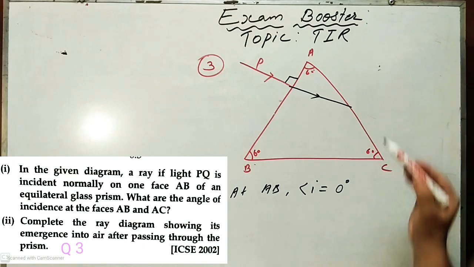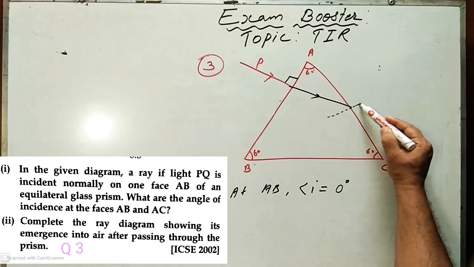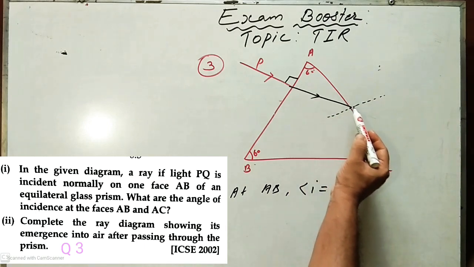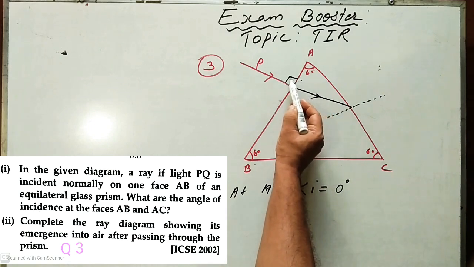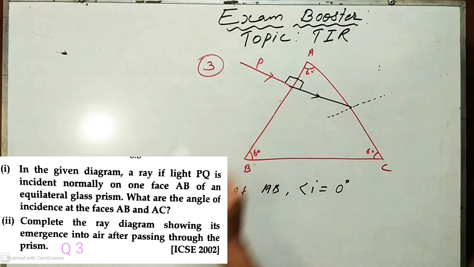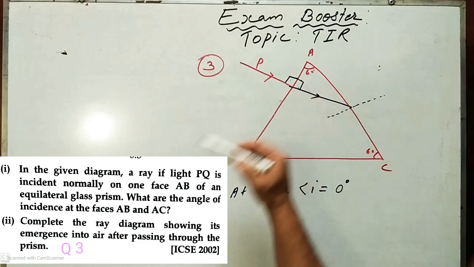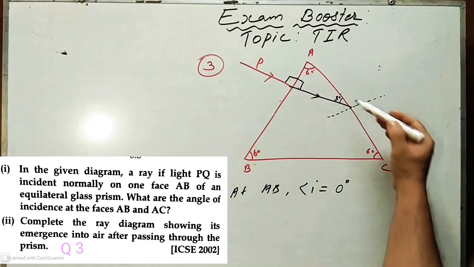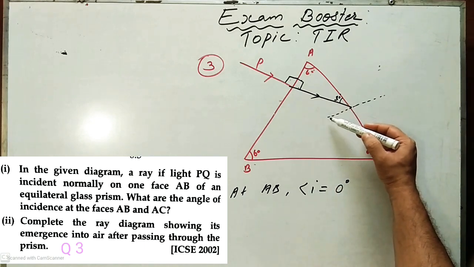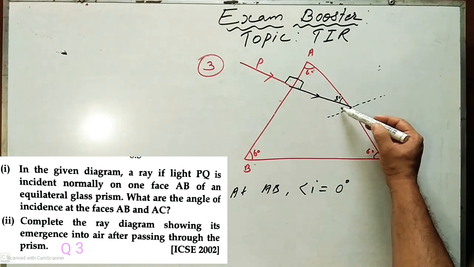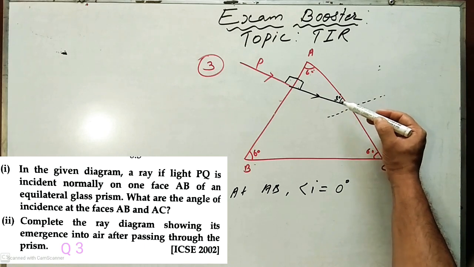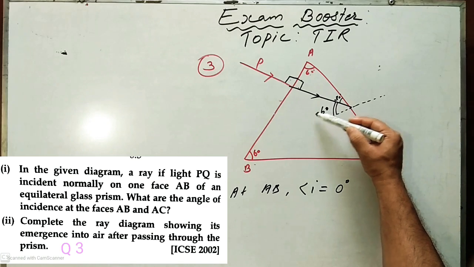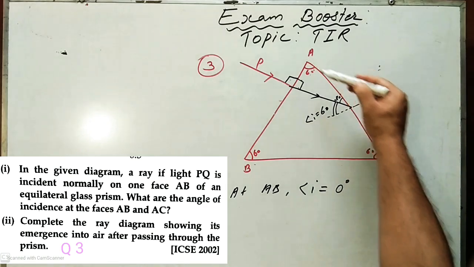For that, what you do? Just draw a normal to the point of incidence. And with the help of the geometry, we can find out the angle of incidence. This angle being 90, obviously this angle also 90 degree. So 90 plus 60, 150, the remaining angle is 30 degree. If this angle is 30 degree for normal incidence, what is the remaining angle? 90 minus 30, that is, this is 60 degree, which is the angle of incidence for the surface AC.